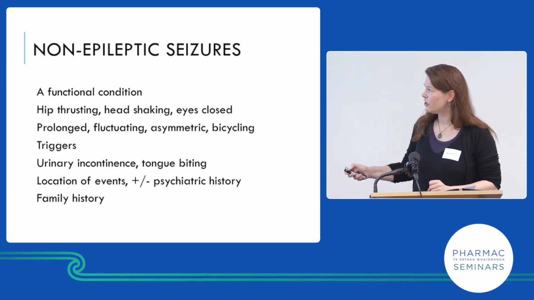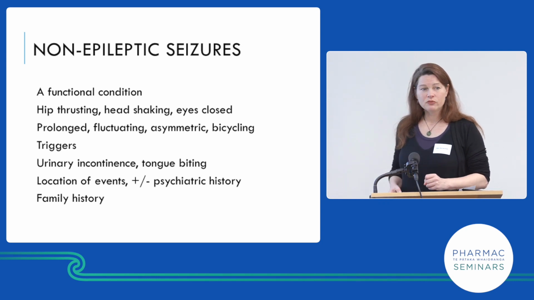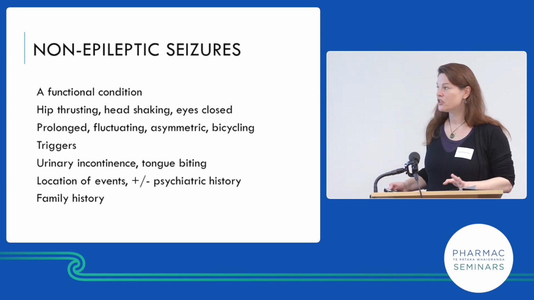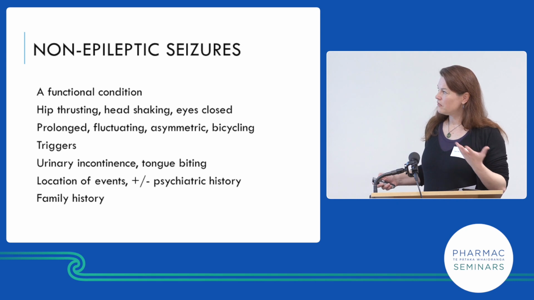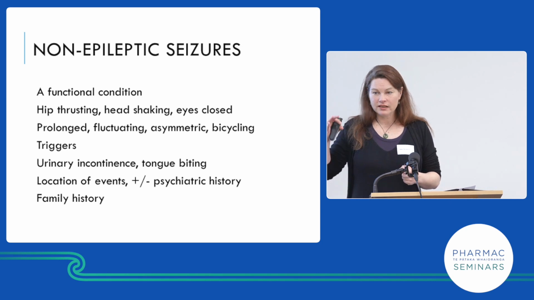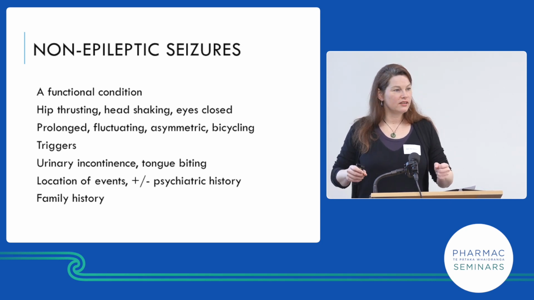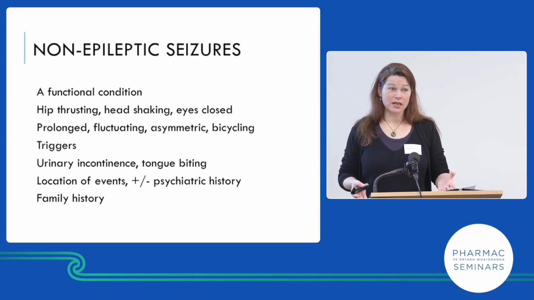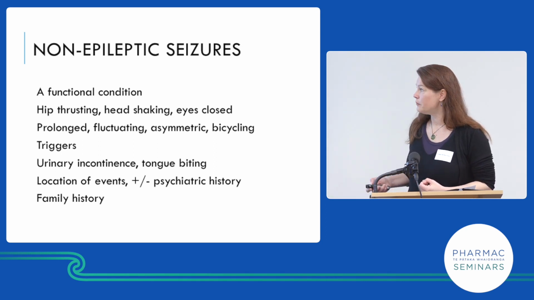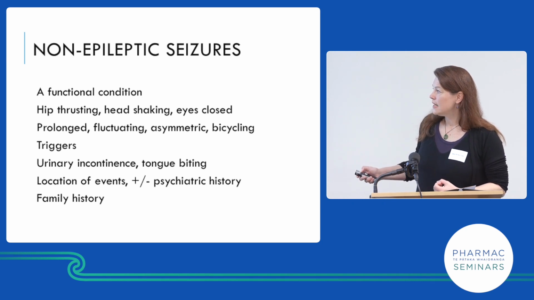So I already talked about hip thrusting, head shaking. With non-epileptic seizures, eyes are typically closed rather than open. It's not that good of a predictor, but the closure is helpful. They can be really long. If you have a patient who has been seizing, fluctuating, seizing, not seizing for 2 hours, if you have an epileptic seizure that long, you're in bad shape. You're not going to wake up, you're going to be out for a while. And often these people then just wake up and are fine. So it's that post-ictal period that is one of the most helpful features to determine a non-epileptic seizure. I already talked about that.